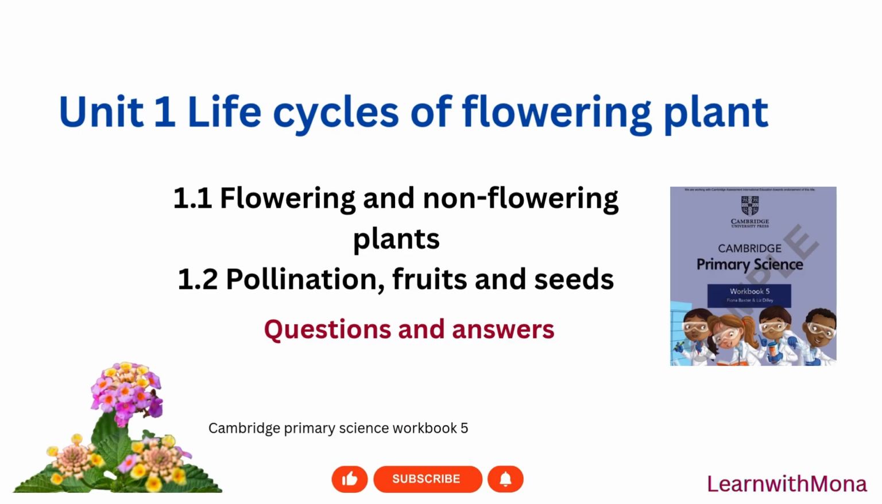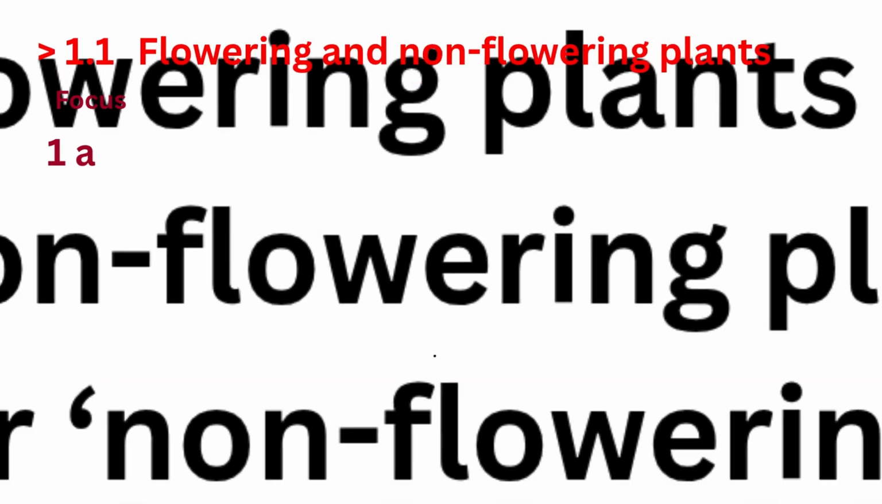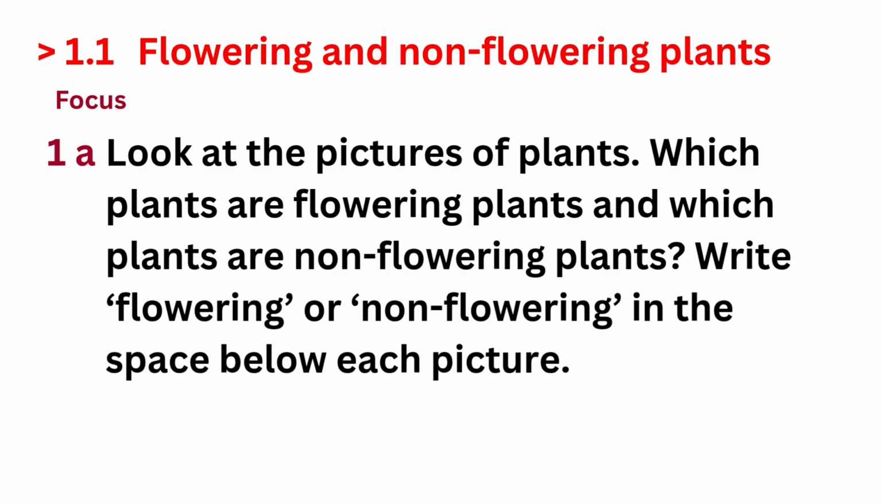Today we are going to do the exercises from Cambridge Primary Science Workbook 5. 1.1 Flowering and non-flowering plants. Focus. Question number 1a. Look at the pictures of plants. Which plants are flowering plants and which plants are non-flowering plants? Write flowering or non-flowering in the space below each picture.